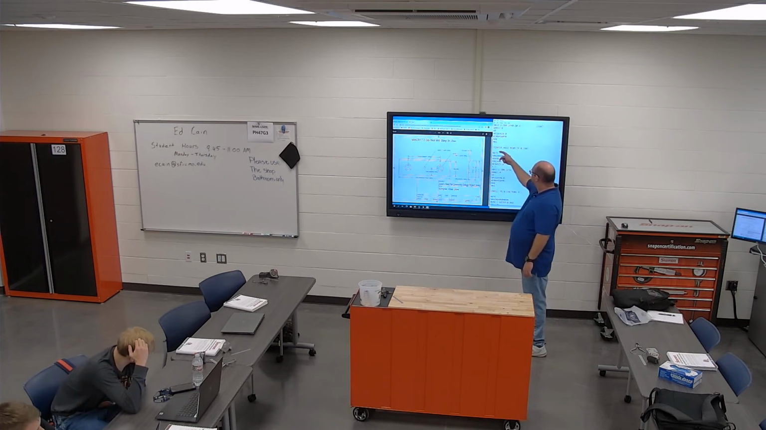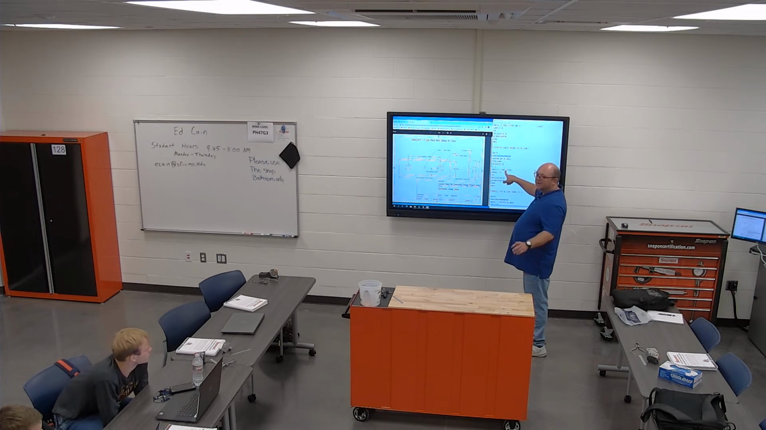So reamer, basically all this stuff's the same. G85 is the G code I use for the reamer. Go down -1.2. This would be your retract. And then all of that's the same.